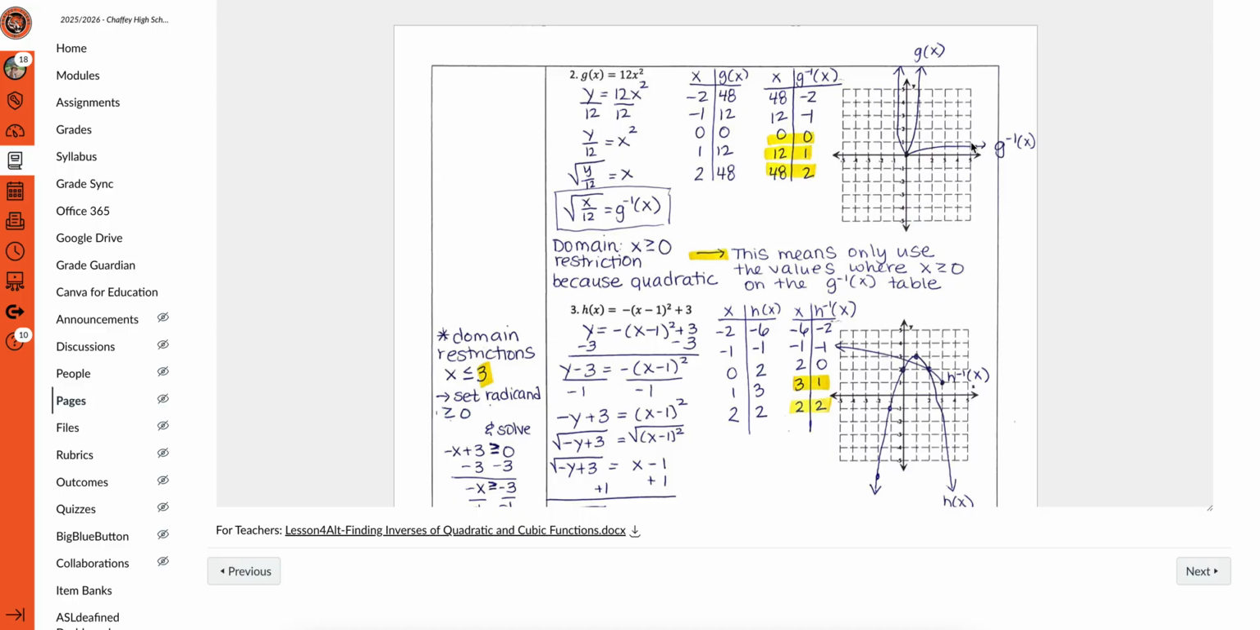So what that means is that when it comes to the graph, I'm only going to be graphing the points where x is greater than or equal to 0. So you'll notice that I only graph the last 3 points instead of the first 2 points.